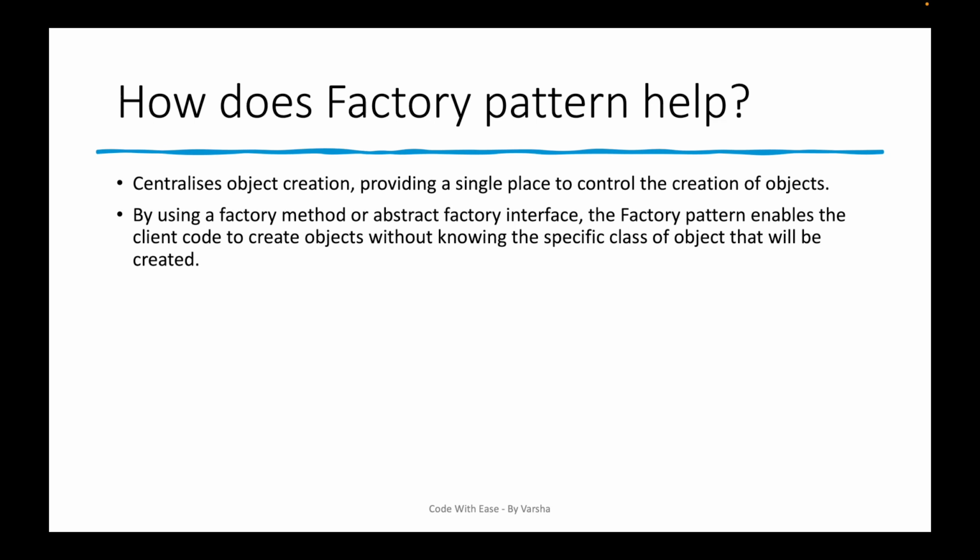Now the client code need not be bothered about which specific product class has to be called. Instead, in between there will be a factory class. That factory class is going to centralize the object creation. So now the client code will only interact with the factory class, and the factory class in turn will deal with the actual class which is going to give us the product. Okay, so let's see that in action.